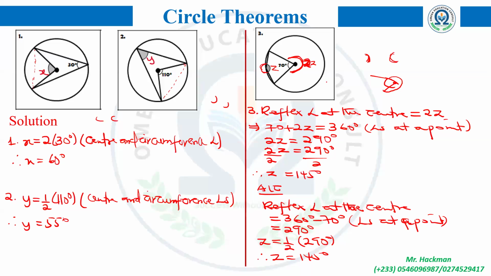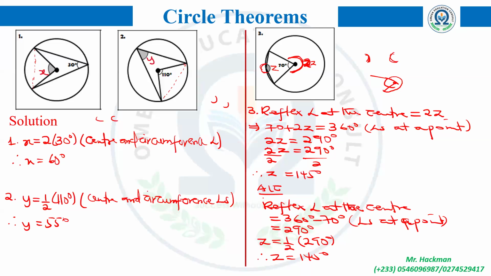But you should know that 70 plus 2Z will be equal to 360. Remember, because we know angles at a point. So you solve for your Z, and your Z will give you 145 degrees.